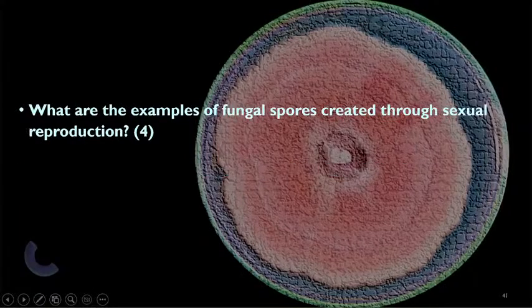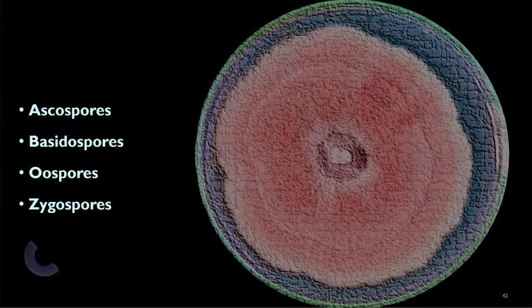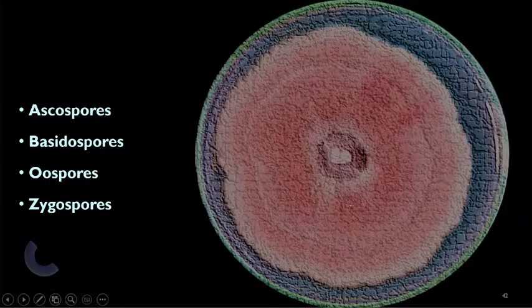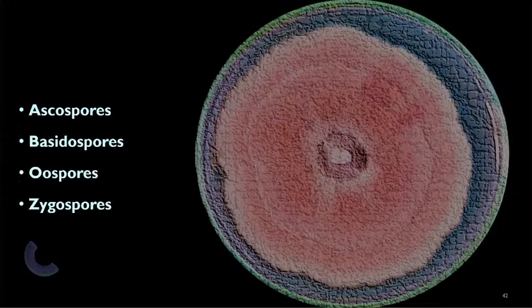Now, fungal spores that are created through sexual reproduction. I'll give you four: ascospores, basidiospores, oospores, and zygospores. So these are the general terminologies that you need to remember when it comes to fungal spores and sexual reproduction. So there's always male and female. Now, we're going to talk about these things one by one.